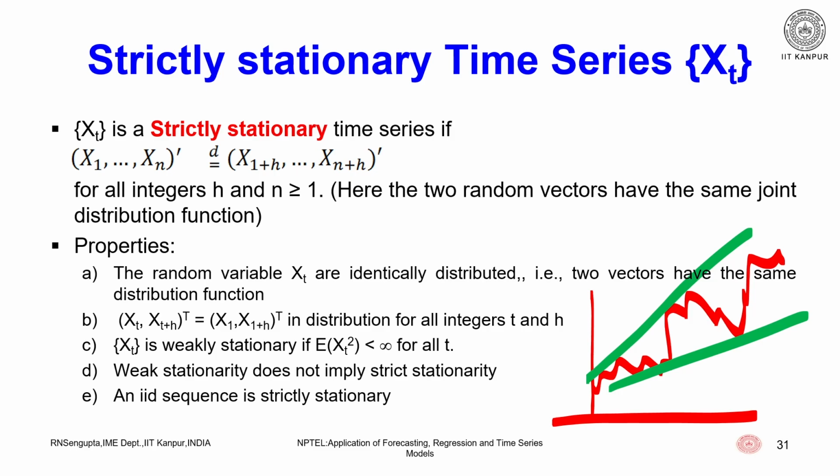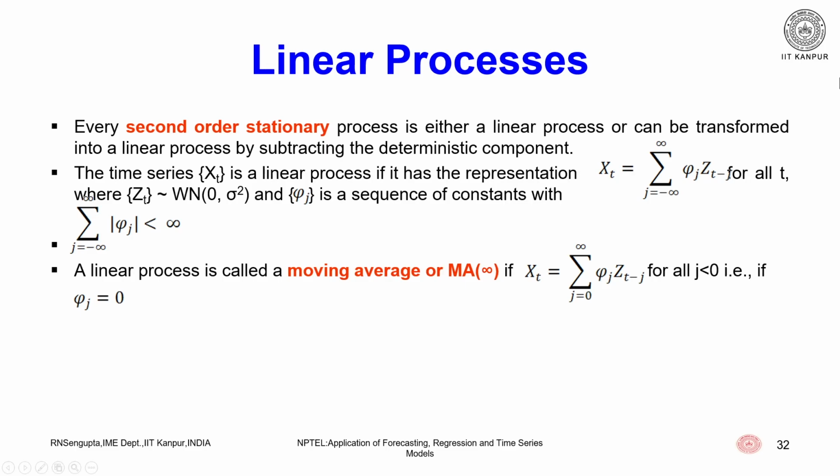Weak stationarity does not imply strict stationarity, which is true, and an IID sequence, if there is an independently identically distributed series, would be strictly stationary, which means we have to find out what the IID is and check the properties, and then we can say whether the property of strict stationarity is true or not. Now, every second order stationary process is either a linear process or can be transformed into a linear process by doing the transformation of first difference or second difference. We will come to that later on.